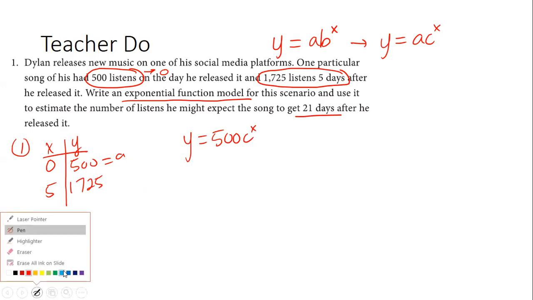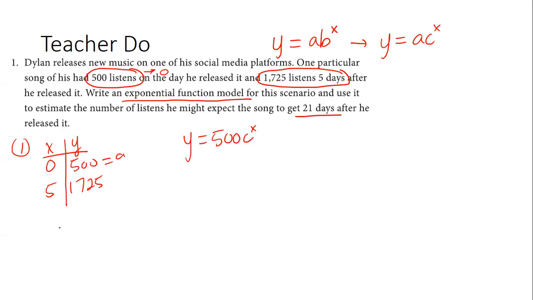In order to do that, we're going to substitute in our given values and solve for c. So they gave us 5 for x and 1,725 for y. So we're going to substitute in. So y is 1,725. We have 500. We don't know our c, but we know our x is 5. So we're plugging in. Now, instead of having 3 unknowns, we only have 1 unknown. And our job is to solve for that 1 unknown.